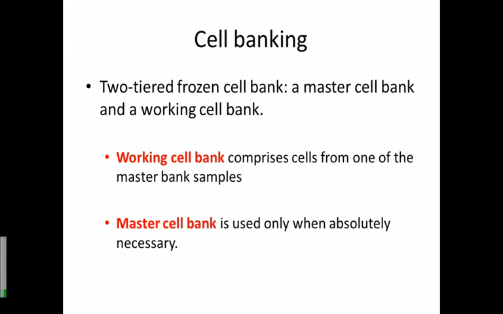There are two types of cell banks, the working cell bank and the master cell bank. You normally only take out cells from the working cell bank, while the master cell bank is a repository where you store the cells, and you would not be taking cells out of the master cell bank unless it's very necessary.